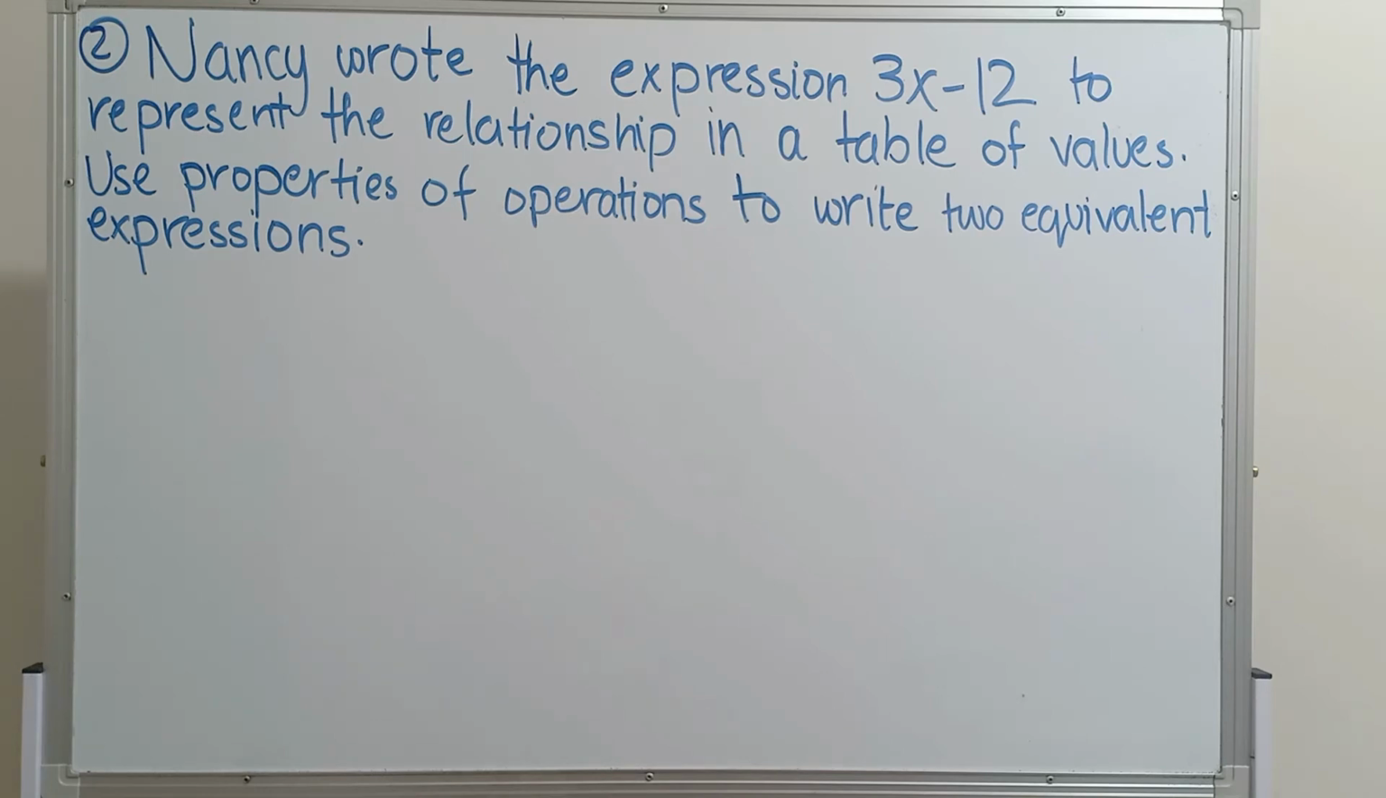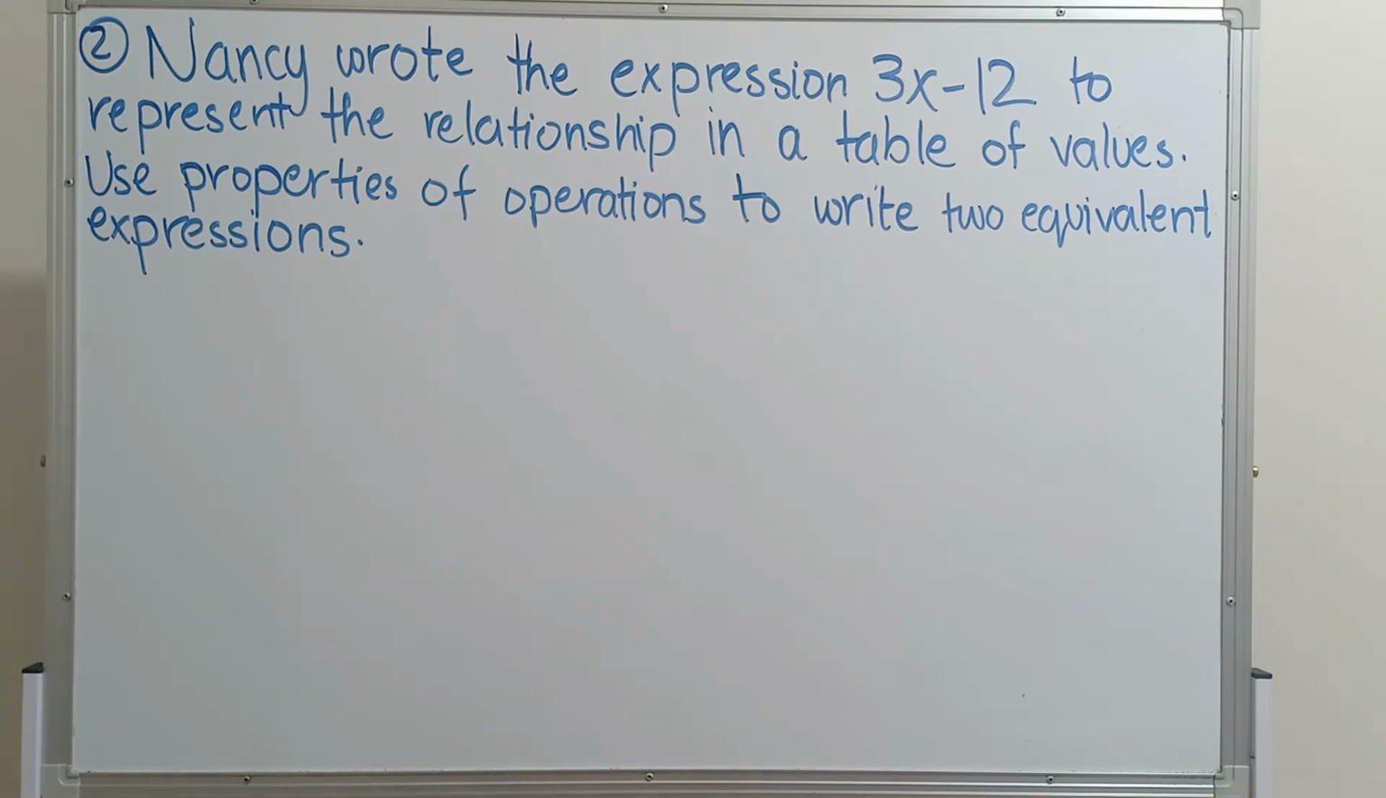It says, Nancy wrote the expression 3x subtract 12 to represent the relationship in a table of values. Use properties of operations to write two equivalent expressions. So now here we are given one expression and we are supposed to create two equivalent expressions, meaning two expressions that are the same or that give the same answer as the expression that we are given, 3x subtract 12.